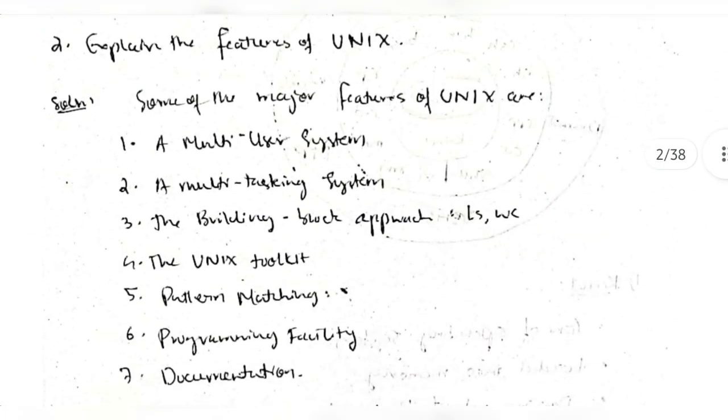The second question is explain the features of UNIX. So features of UNIX, mainly there are 7 features. So you can remember it in this way. You have 2 times multi, so it's multi-user. If multi-user is there, obviously multitasking will also be there. So first 2 points you got in your mind.